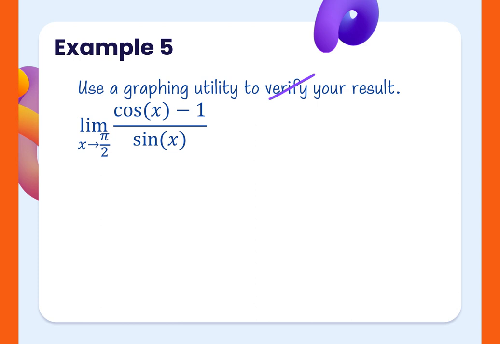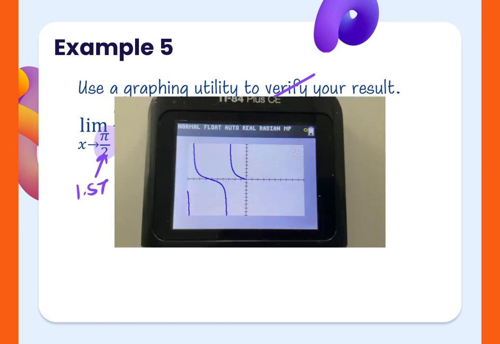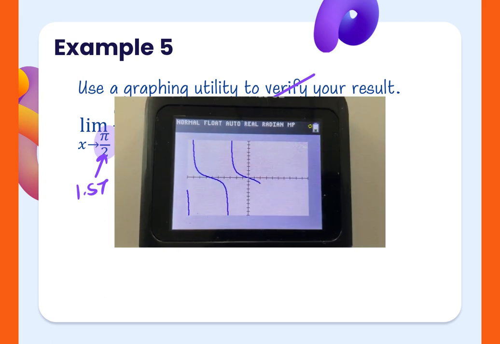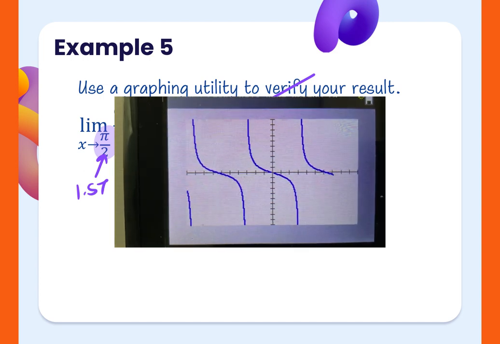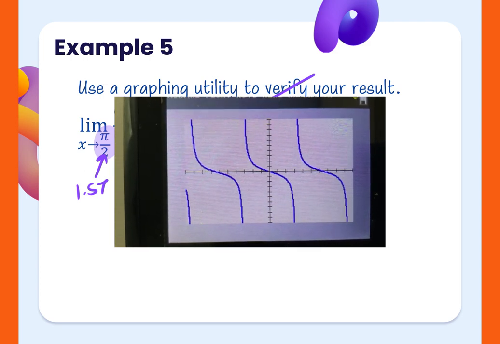When I graph it, I want to see what's happening at pi over 2, okay? And pi over 2 is literally like 3.14 divided by 2 if you wanted to determine that beforehand so that you can see it on your graph. This is 1.57. So that's what we're looking at, the behavior of my graph around there. So this is what your graph looks like, okay?